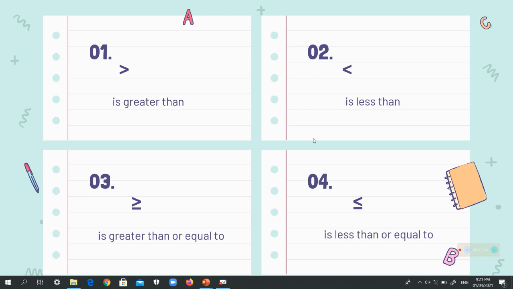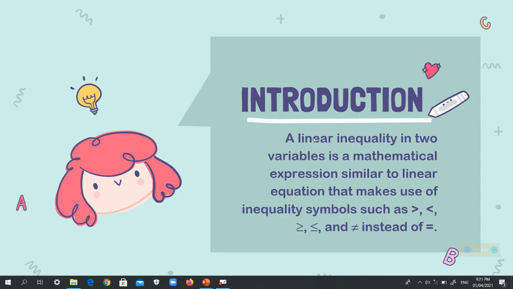Next, the introduction. A linear inequality in two variables is a mathematical expression similar to an equation that makes use of inequality symbols such as is greater than, less than, is greater than or equal to, is less than or equal to, and sometimes the not equal to symbol instead of the equal sign. This is quite different from our topic in the first quarter, because the topics we discussed then were all equations. This time, we are going to have all inequalities.